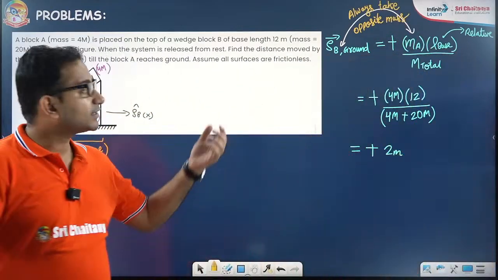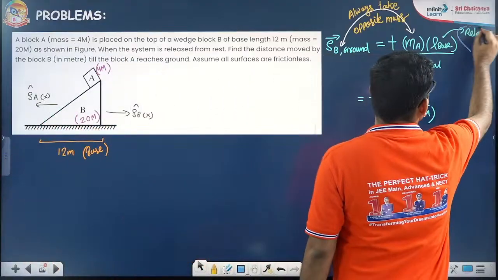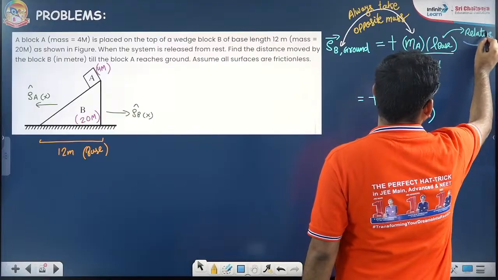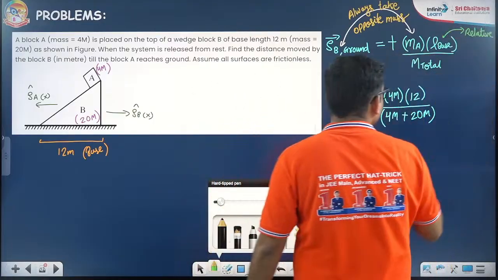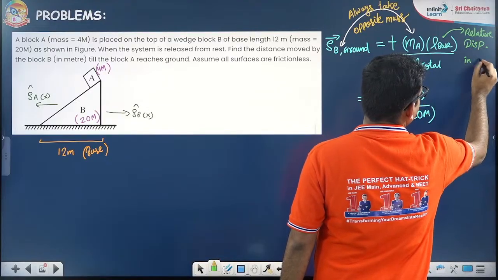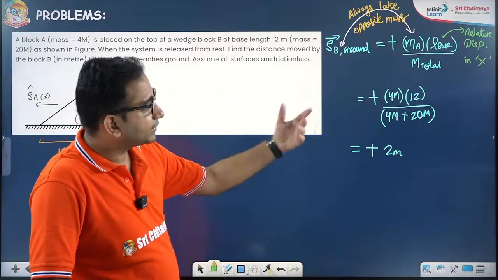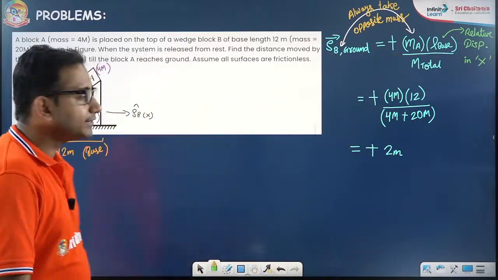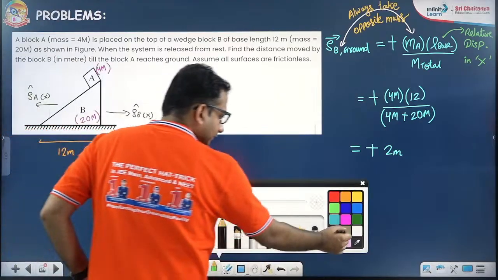And the base length is the relative displacement in X direction. You will be calling it the relative displacement in X direction. So opposite mass, relative displacement in X, by total mass of the system. That's easy. Even if they ask for A, then also that could be written.